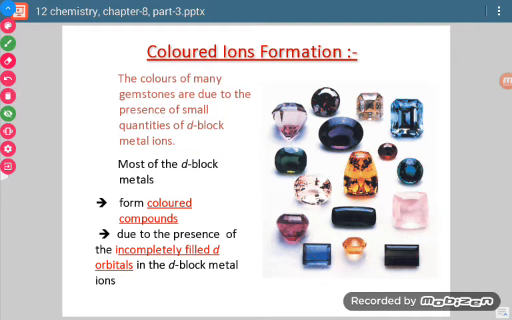Now see, most of the d block elements form colored compounds. Why do they form colored compounds? Because there is presence of incompletely filled d orbitals. So what does it mean? It means that there is presence of unpaired electrons in d orbitals when we talk about transition elements.